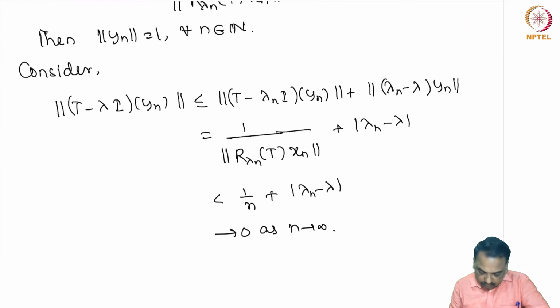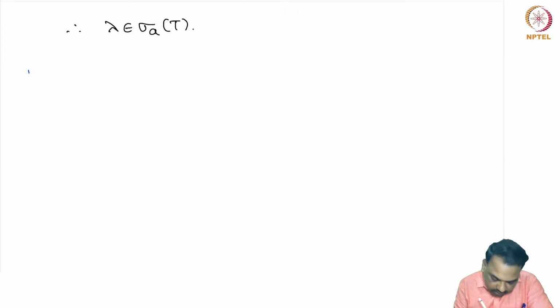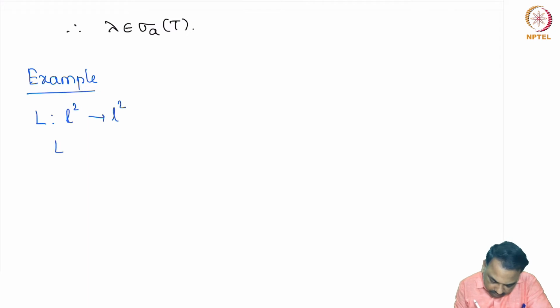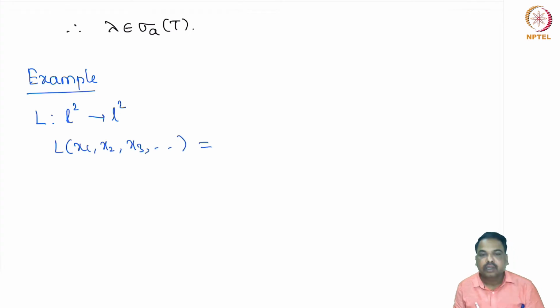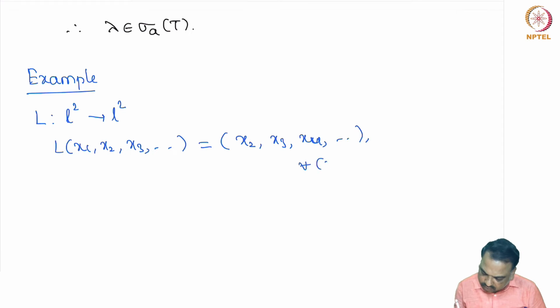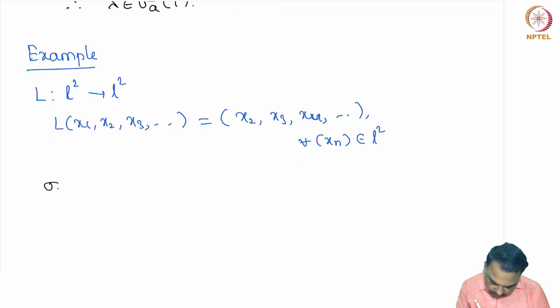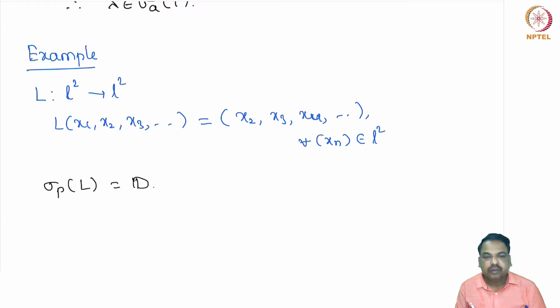So as an example, let us look at an example. We have looked at the left shift operator L from L2 into L2, where L of x1, x2, x3, and so on is defined by x2, x3, x4, and so on for every x in L2. This is the left shift operator, and we have seen that the point spectrum of this operator is the open unit disk, and the spectrum of L is nothing but the closure of the disk.